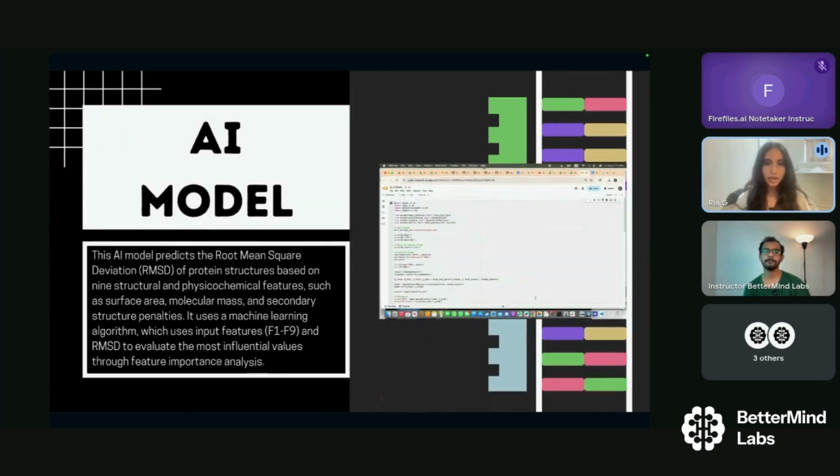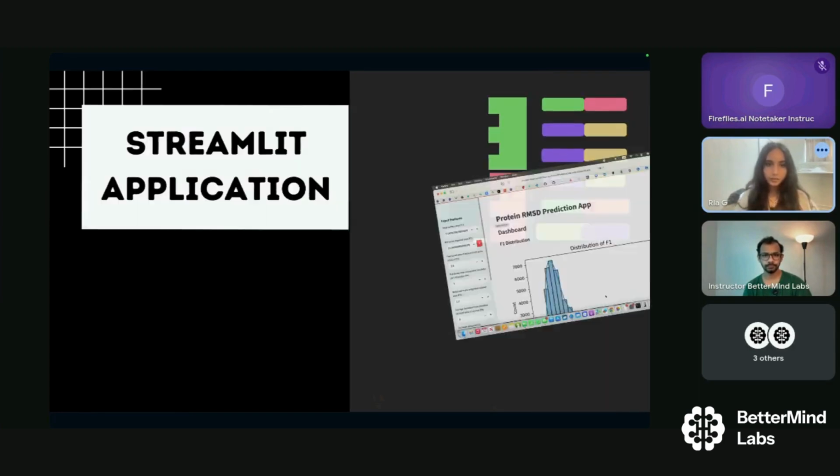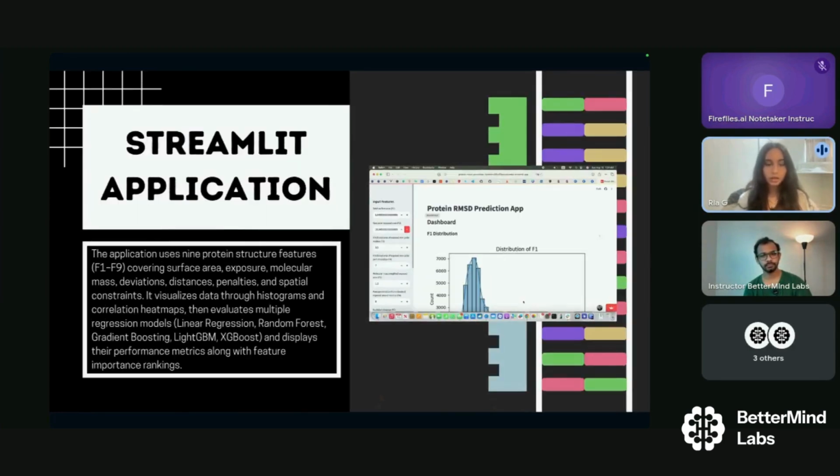So when it comes to the AI model itself, I coded the first one on Colab and then I made an actual application in Streamlit. But the AI model on Colab predicted the root mean square deviation of the protein structure based on 9 structural and physicochemical features, such as surface area, molecular mass, and secondary structure penalties. It used a machine learning algorithm which input features F1 through F9 and RMSD to evaluate the most influential values through feature importance analysis. And then this was the Streamlit application that I mentioned earlier.